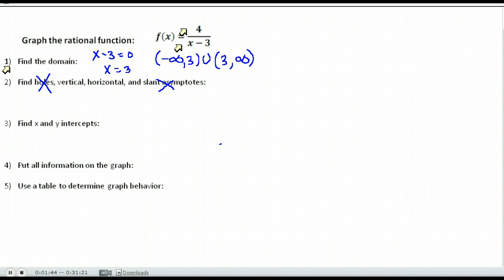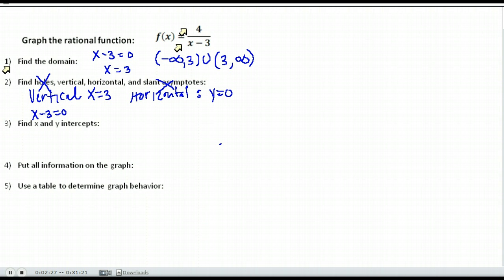So let's start with our vertical asymptote. Vertical asymptotes are where the denominator equals 0. So again, just like we did with our domain, we'd set the denominator equal to 0 and solve, and we see that there is a vertical asymptote at x equals 3. Horizontal asymptotes, you look at the degree of the numerator and the degree of the denominator. In this case, our numerator has degree 0 because there's no x there, and the denominator has degree 1. Anytime that the degree of the numerator is less than the degree of the denominator, like we have here, your horizontal asymptote will be at the line y equals 0.